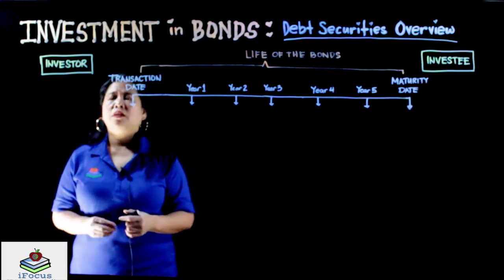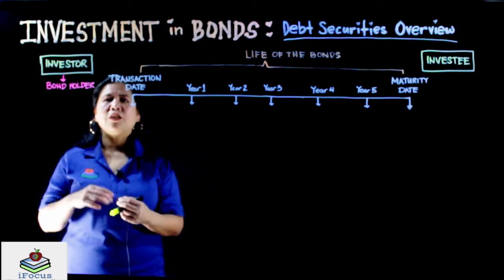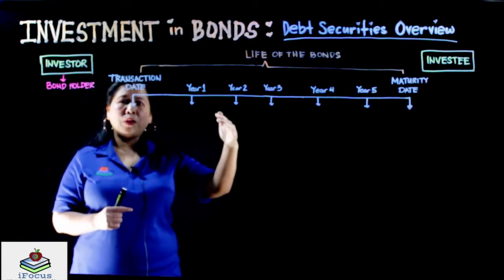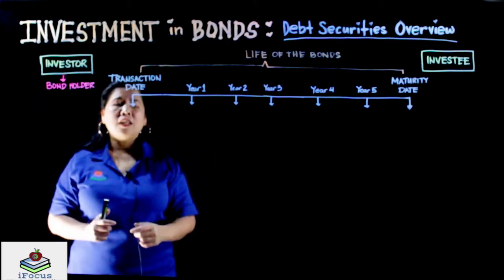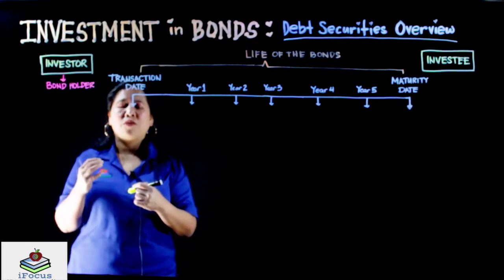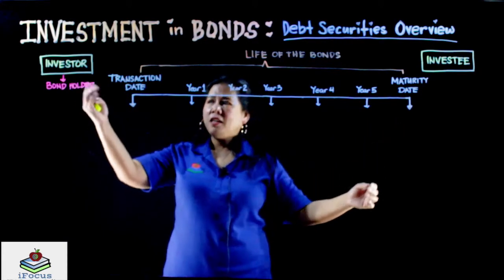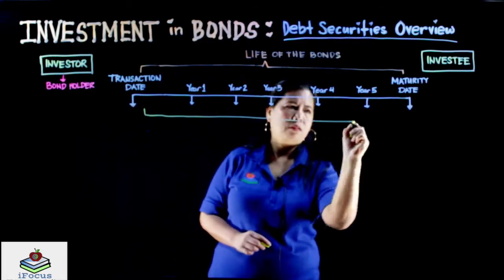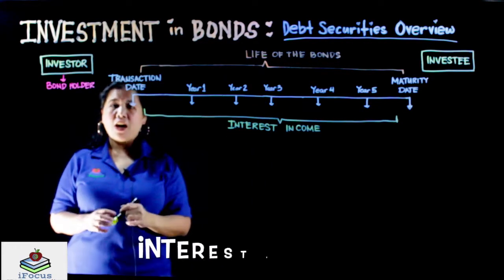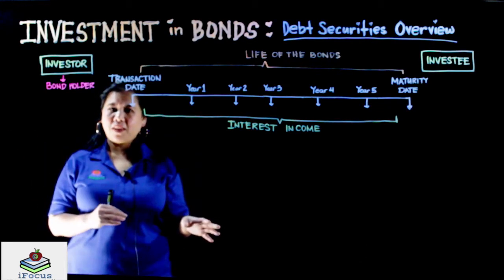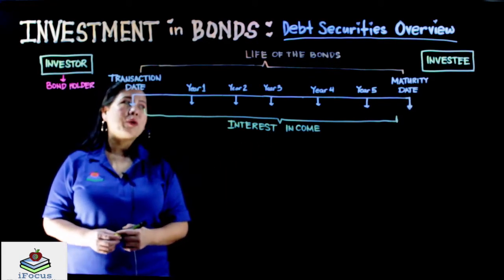Dito sa investment in bonds, si investor ang tawag sa kanya ay bondholder. So, habang hawak-hawak ni investor itong bonds na ito, every year kumikita siya ng interest. Binabayaran ni investee si investor ng interest habang hawak-hawak ni investor itong bonds na ito. During the life of the bonds, kumikita si investor ng interest. On the part of the investee naman, ay nag-i-incur siya ng interest expense. Dahil investment tayo, nasa books tayo ng investor. Kaya interest income ang pinag-uusapan natin dito. Hindi yung interest expense ni investee.